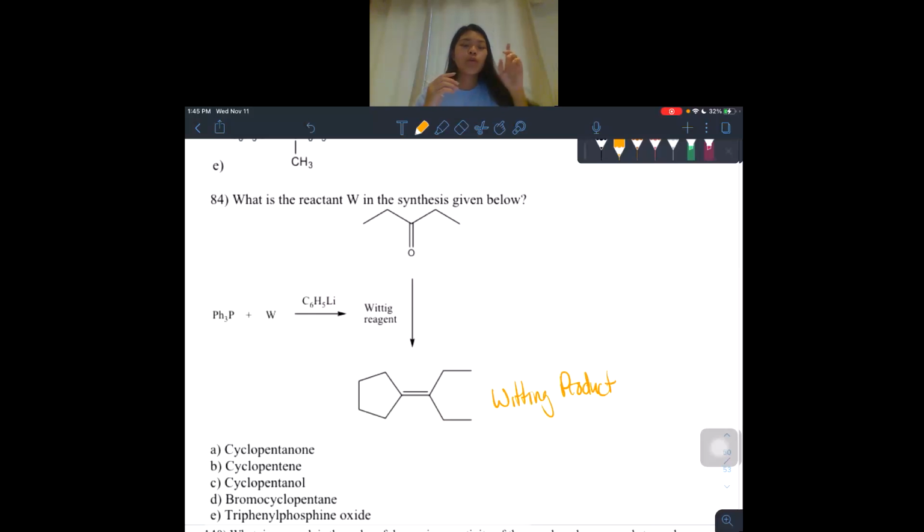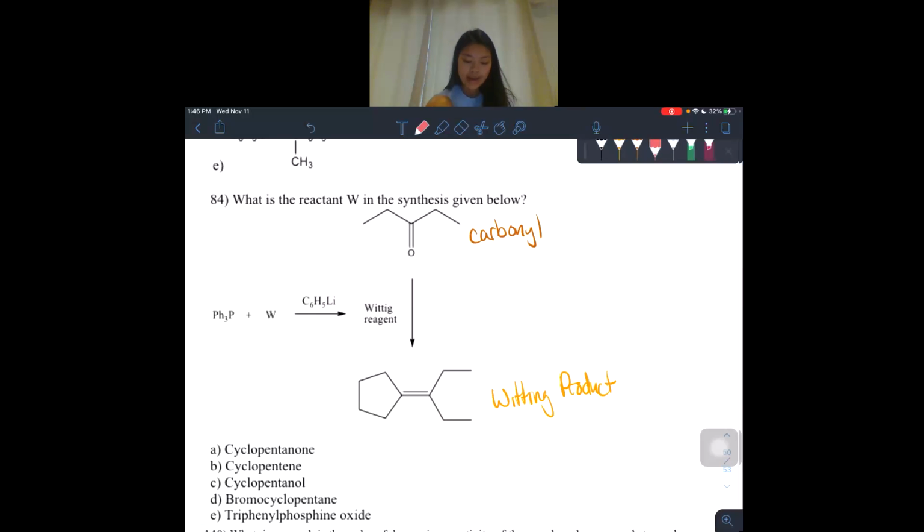So we know we take the ylid and then a carbonyl to form the product, right? They give you the carbonyl. So this is our carbonyl. So when we are doing a retrosynthesis, which is what this is because we're trying to figure out what W is, we need to find where this carbonyl is in our Wittig product. And the easiest way to do that is to split this molecule at its double bond. Because remember, we copy and paste the double bonds on top of each other.